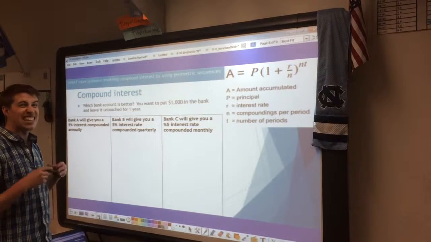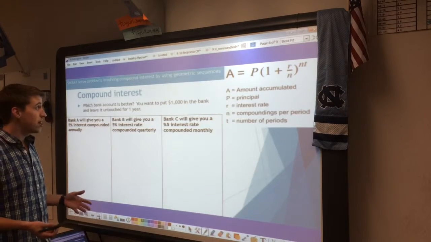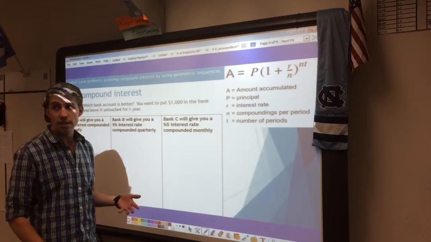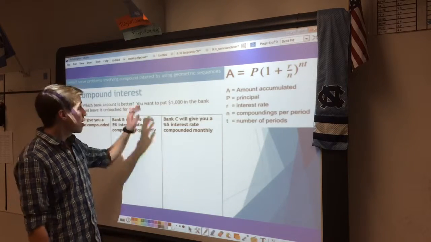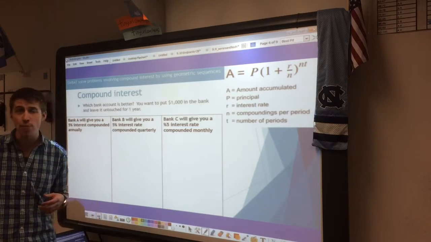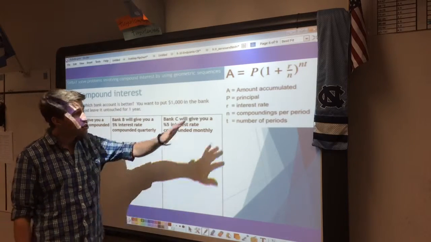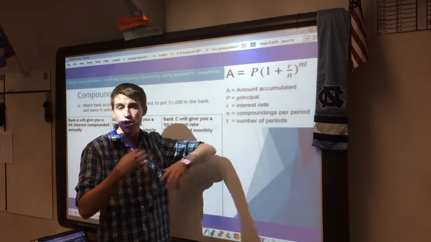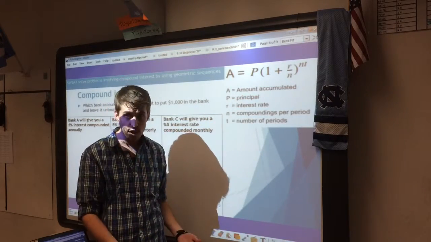Today we introduced the idea of compound interest, and this is one of the most realistic pieces of math you'll learn in this unit, because every time you open a bank account, compound interest is something that actually happens with your money. So here's our formula, where A is how much money is accumulating, so how much money is growing and being added into your account.